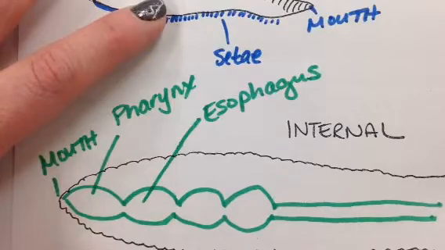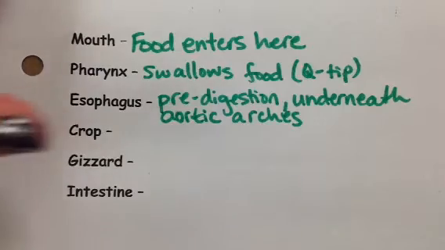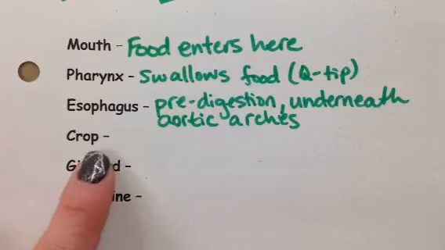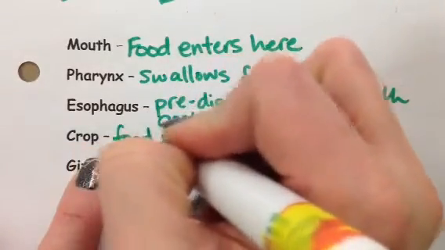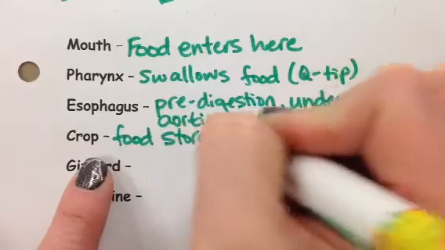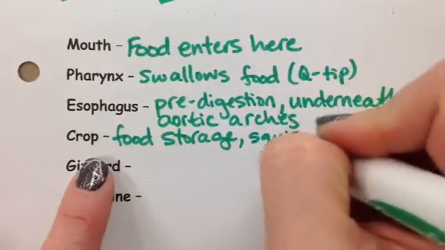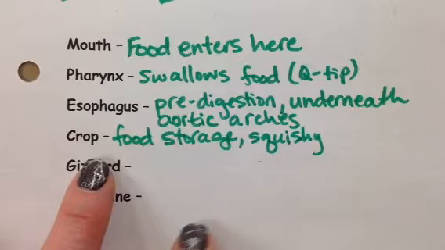The next two kind of work in tandem, the next 2 bumps that we're going to talk about. So we've got the crop and the gizzard. And helpful hints here, the crop is for food storage, okay? And when you touch it, it's going to be squishy, all right? So when you touch it with your finger or a probe, you'll actually notice it has some give. It's mushy. It kind of looks like a shriveled up pea, all right? So it's kind of mushy.